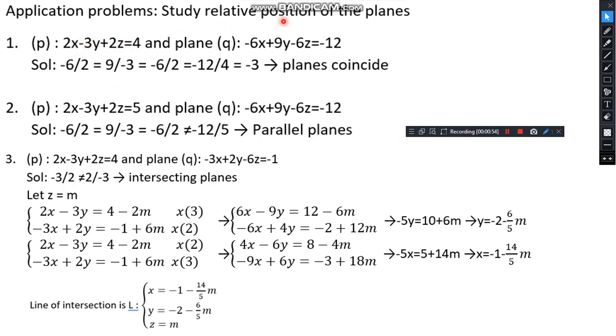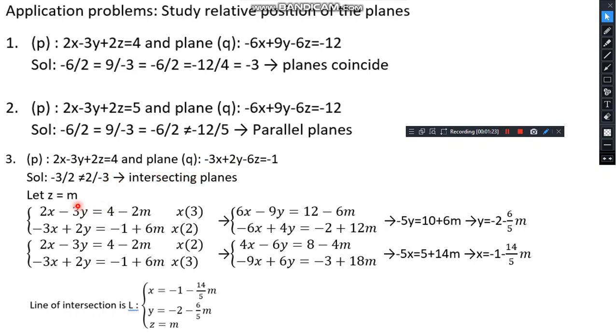If you do here minus 6 over 2, 9 over minus 3, minus 6 over 2, and minus 12 over 4, all are equal to minus 3, so they coincide. For number 2, if you do minus 6 over 2, 9 over minus 3, minus 6 over 2, they are all equal, but minus 12 over 5 is not equal, so they are parallel. Suppose here you have these two. Since minus 3 over 2 is not equal to 2 over minus 3, no need to continue, the planes intersect.